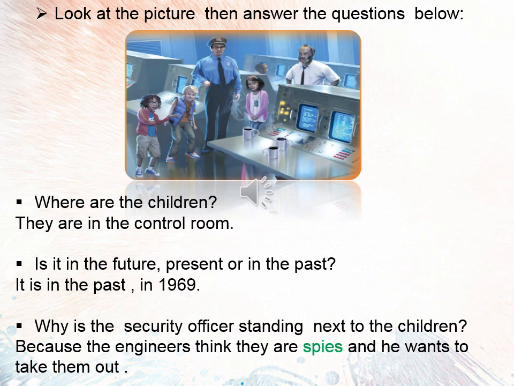The first question, where are the children? Look at the room. It has many control panels. What do we call the room that has many control panels? Excellent. Control room. They are in the control room. Now, is it in the future, present, or in the past? Excellent. It is in the past. In 1969, as we mentioned in page 82.